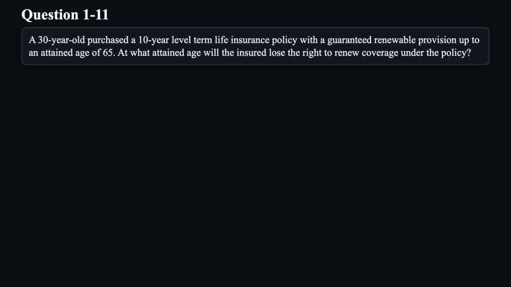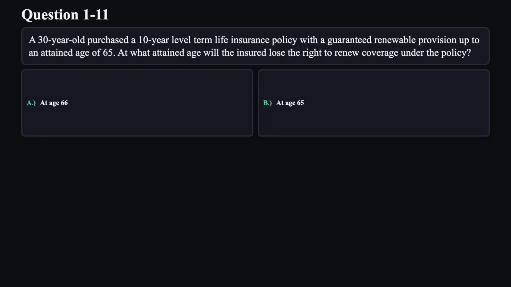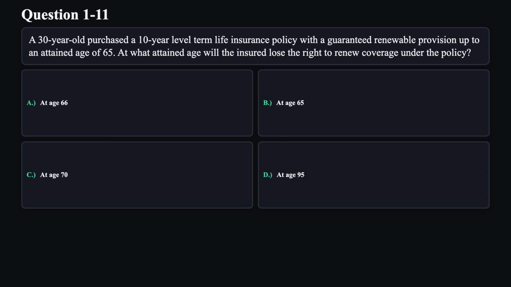Question 11. A 30-year-old purchased a 10-year level term life insurance policy with a guaranteed renewable provision up to an attained age of 65. At what attained age will the insured lose the right to renew coverage under the policy? A. At age 66. B. At age 65. C. At age 70. D. At age 95.